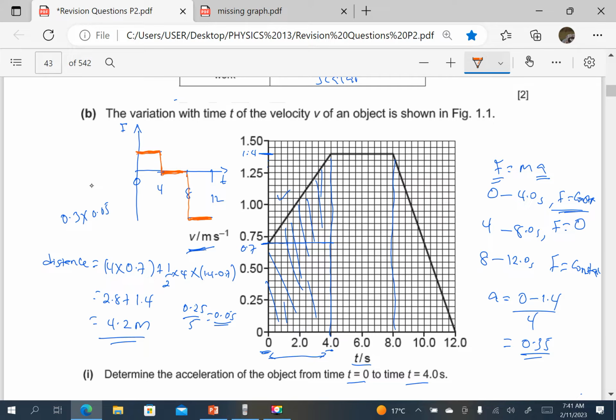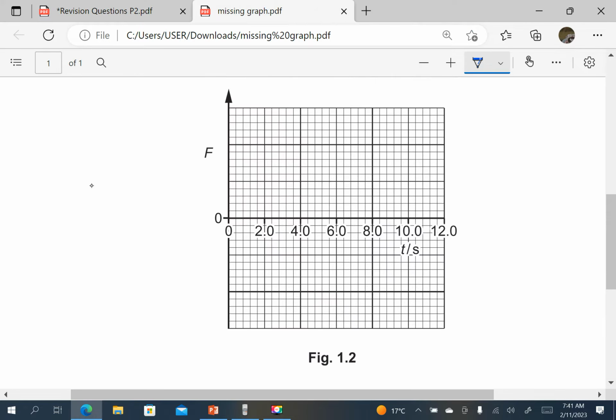I also have a grid which I can use, but it is not in the document that you downloaded. So let me use the grid that we have. We have seen that from t equals 0 to t equals 4, the velocity-time graph showed that the acceleration was constant, so the force is constant. Therefore, I will draw the force as a horizontal line. The force is constant. Then from t equals 4 to t equals 8, the acceleration was 0, so the force is going to be 0. So I will draw a horizontal line along the x-axis.